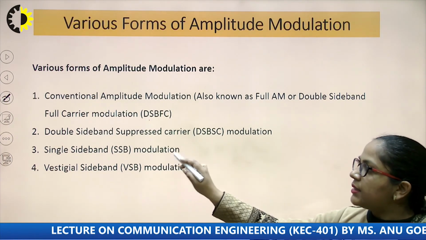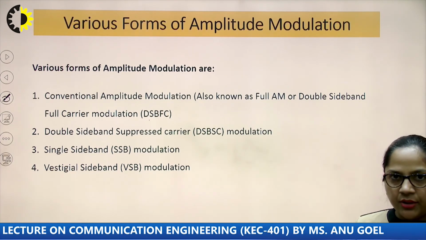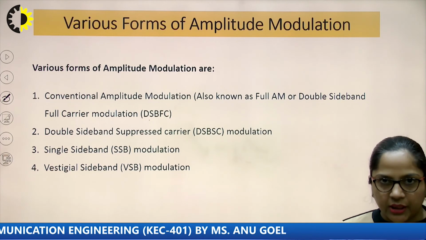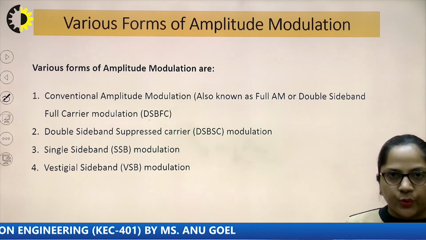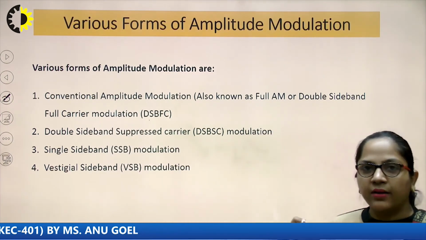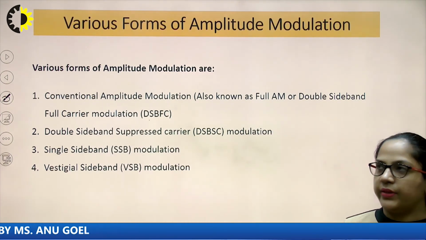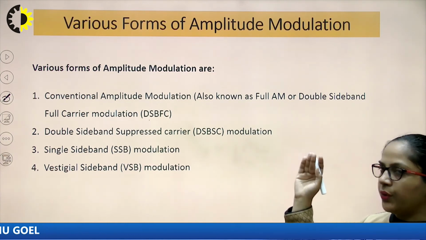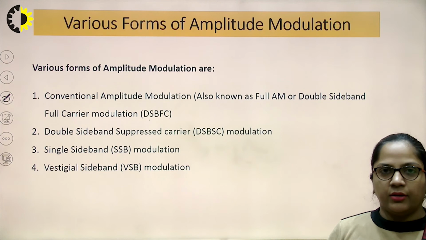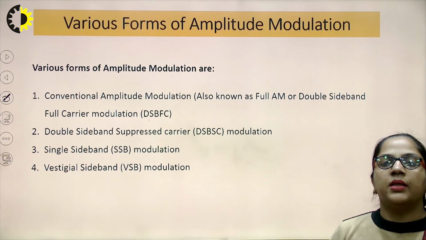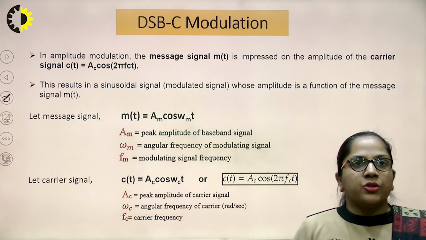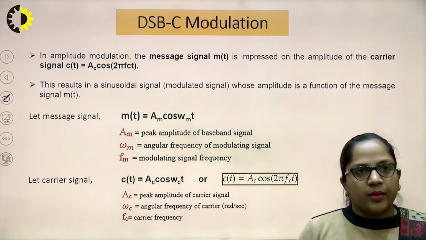The third one is single sideband modulation. The fourth one is vestigial sideband modulation. So, under amplitude modulation, we will discuss all these 4 categories one by one. So, let us start with the conventional amplitude modulation, that is double sideband full carrier, or simply double sideband modulation. So, what is DSB full carrier modulation?